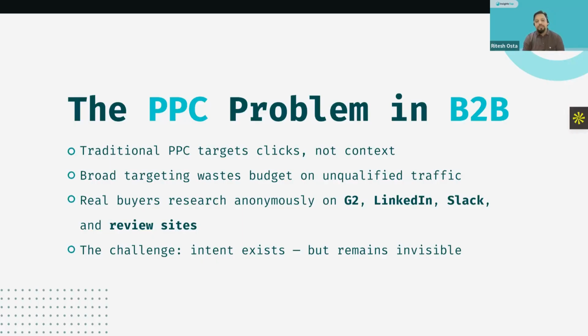The third issue is that real buyers research anonymously on G2, LinkedIn, Slack, and review sites. They are just there looking into social media, G2, Slack, and Quora, anonymously. It's hard to find those people unless you are running campaigns on every single one of these platforms. So the intent was very hard to find.